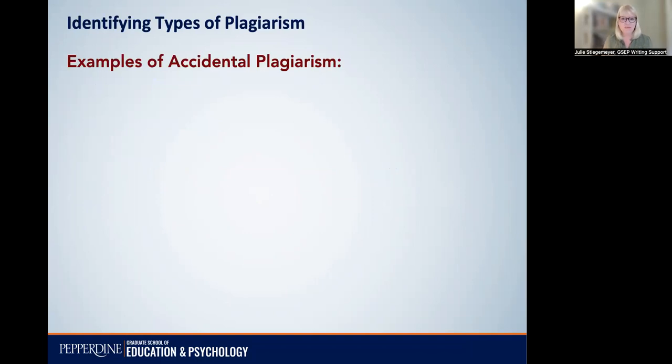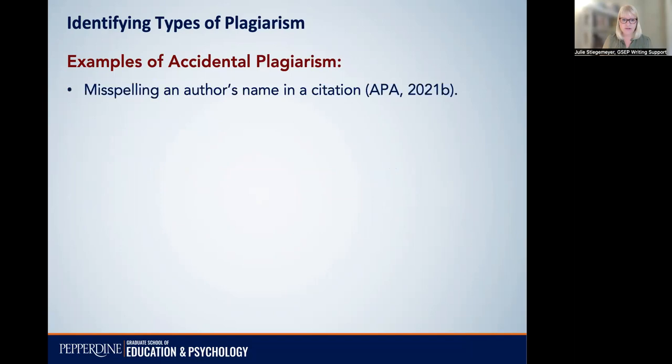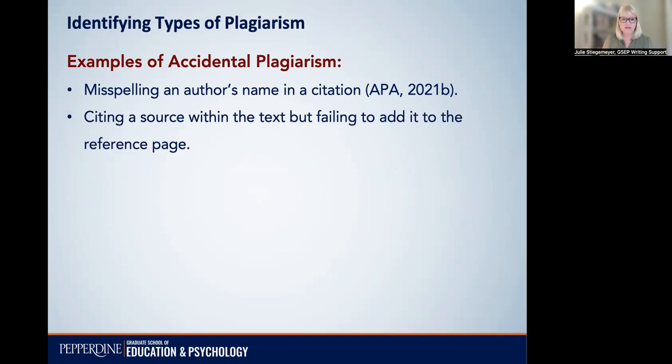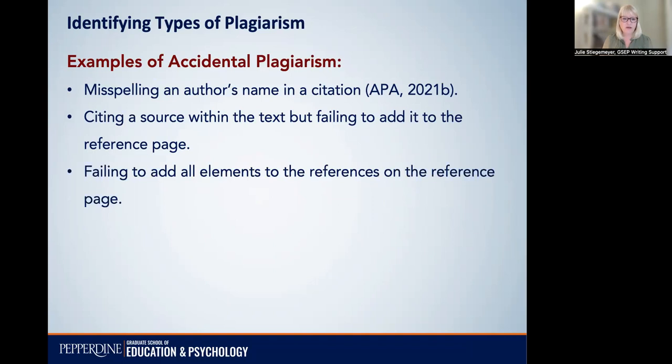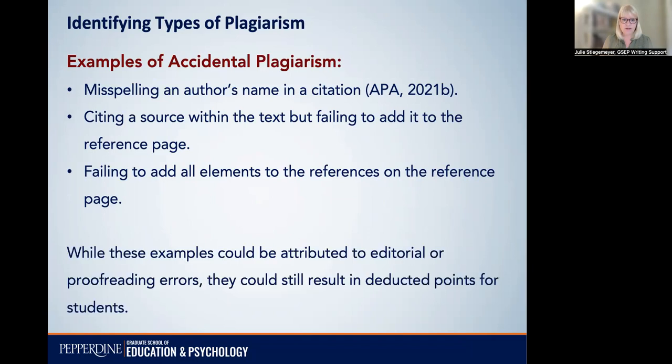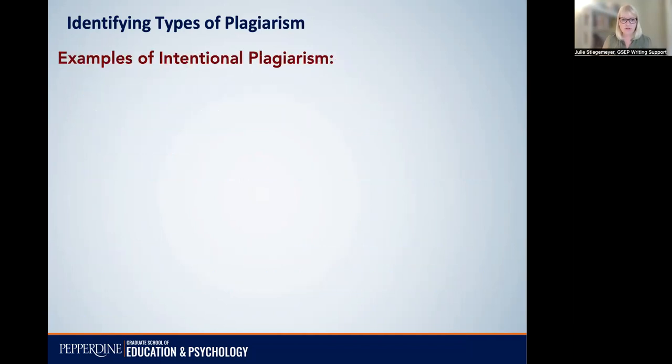Plagiarism is on a spectrum or continuum, and on one end of the spectrum is accidental or unintentional plagiarism. Examples of these could be misspelling an author's name in a citation, citing a source within the text but failing to add it to the reference page, or failing to add all elements to the references on the reference page. These examples could be attributed to editorial or proofreading errors, but they still could result in deducted points for students.